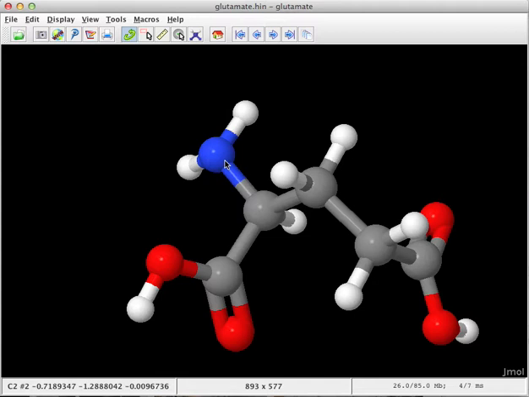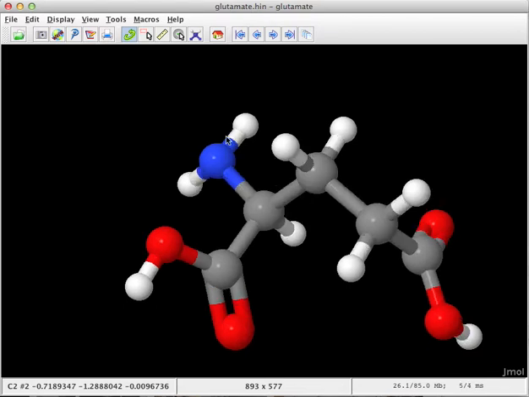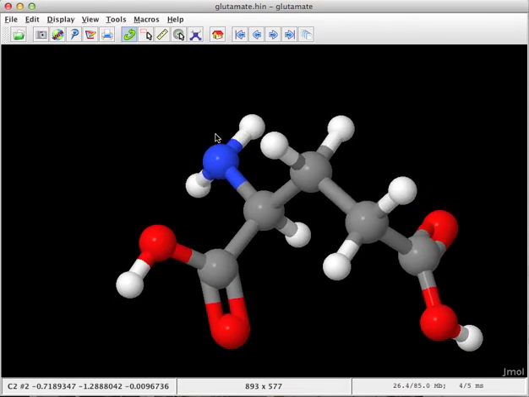Okay, so I've opened up the glutamate.hin file in JMOL. Our first task when we're looking to find the chirality of a molecule is to identify any chiral centers. So let's just move the molecule around so you can see each of the carbons. I hope you'll spot very quickly that there's only one chiral center in this molecule, only one carbon with 4 different substituents. It is, of course, this one here.